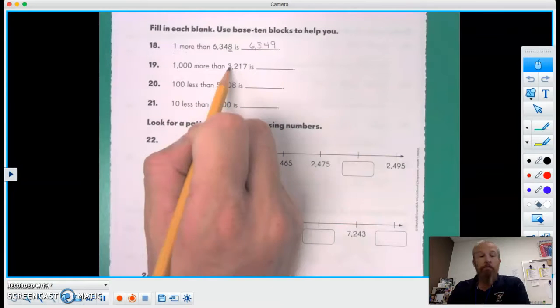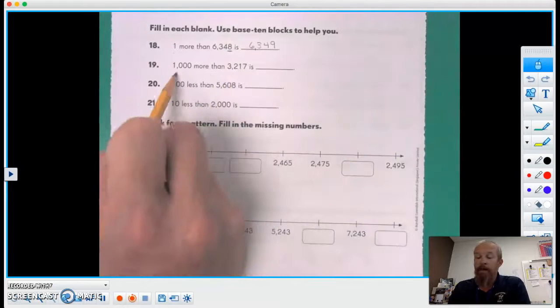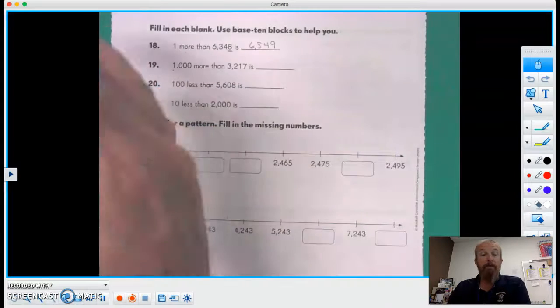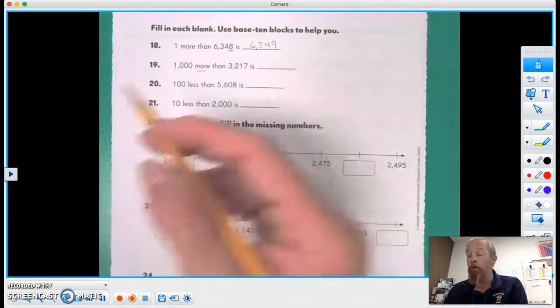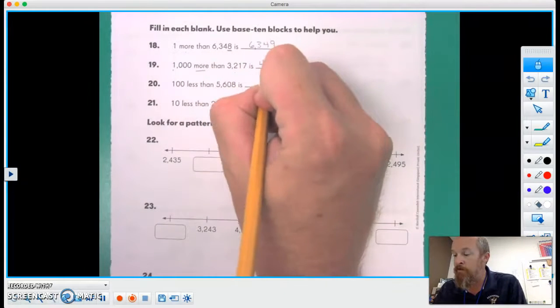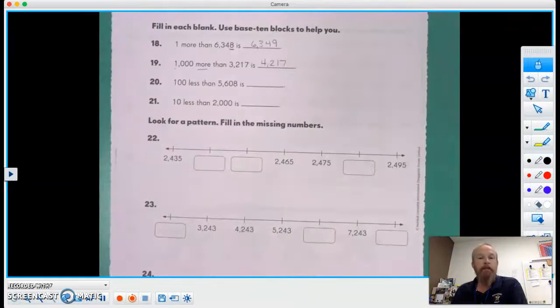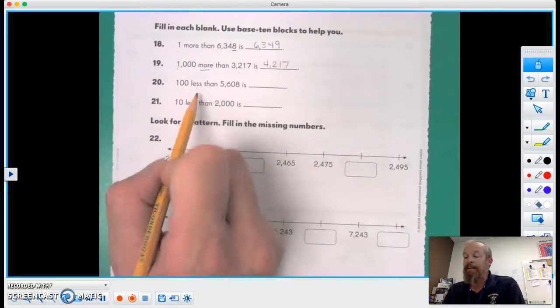Now, if you set the number up, 3, 2, 1, 7, with your cubes or your paper copies of those cubes, you could put 3 in the thousands, 2 in the hundreds, 1 in the tens, and 7 in the ones, and then add one more big 1,000 cube, right? So if we're doing 1,000 more, it would be one more. The number would now be 4,217.